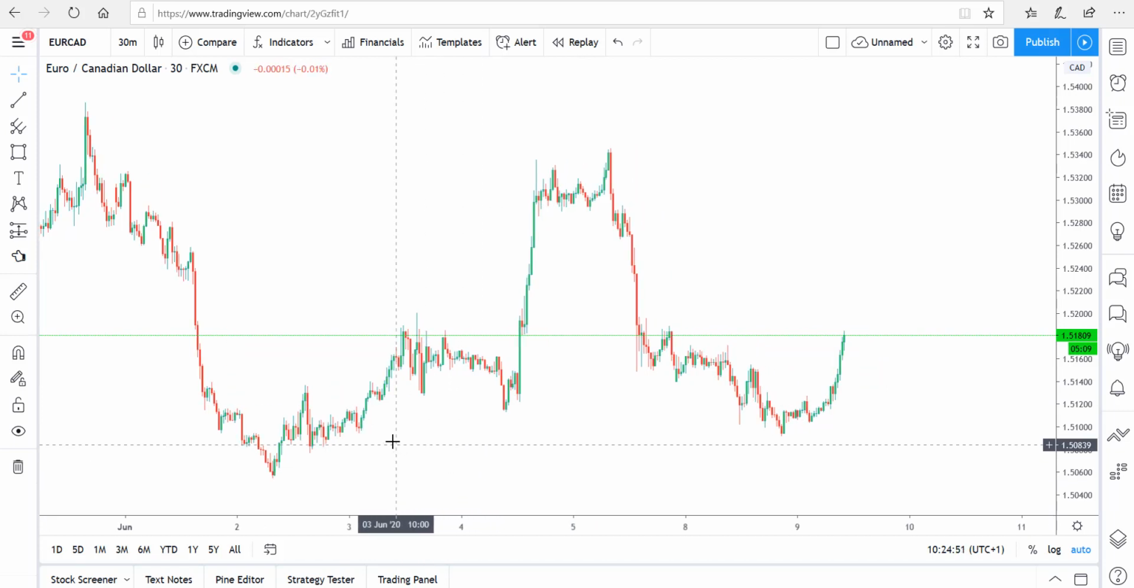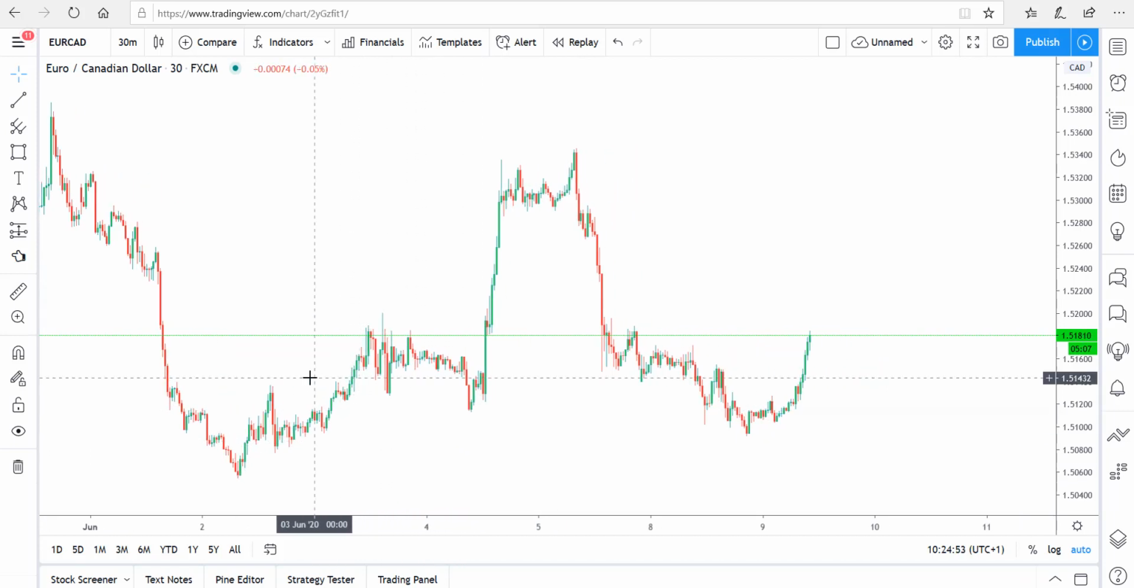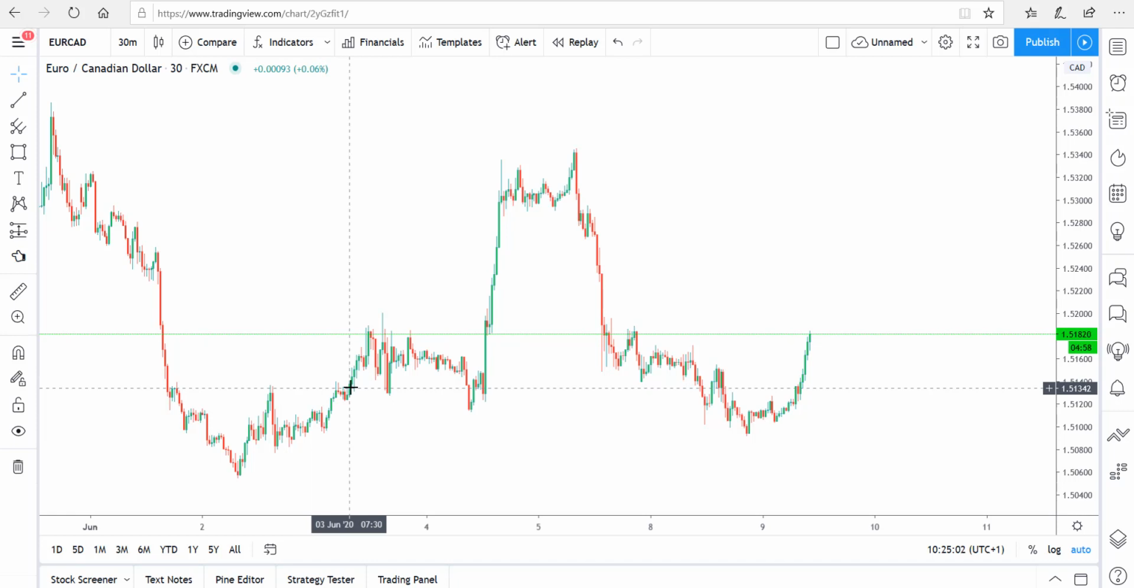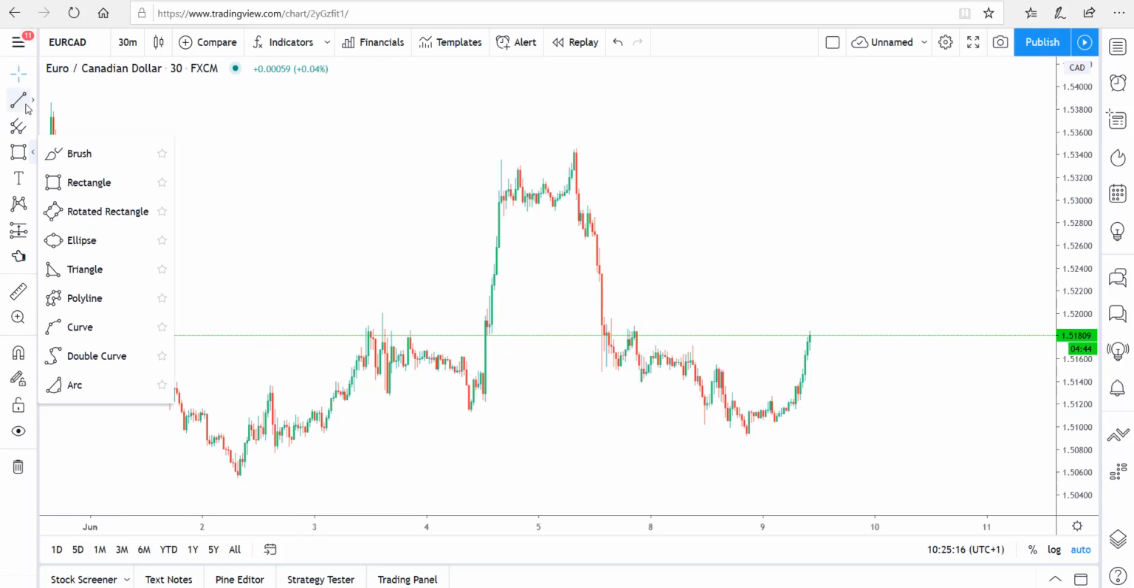So I'm looking at this currency pair here. I'm on the Euro CAD currency pair, and I've got a trading opportunity that is ready to go. Obviously I'll show you guys how to place the trade, where I'm going to put my stop loss, and also where I'm going to put my take profit levels. So the reason I'm placing this trade is because of this thing that I identified here.